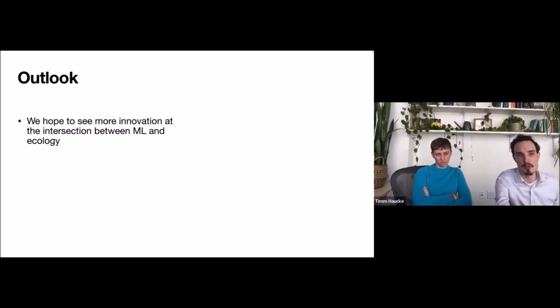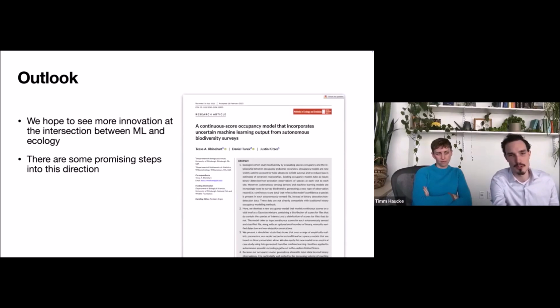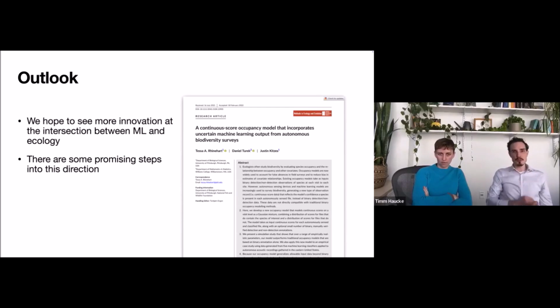And we think there's still a lot of opportunities in this direction. And there have been some works, for example, this work by Tessa Reinhardt, which is basically one option to incorporate these scores in a more principled manner. So actually using the continuous scores instead of trying to pick an optimal threshold.